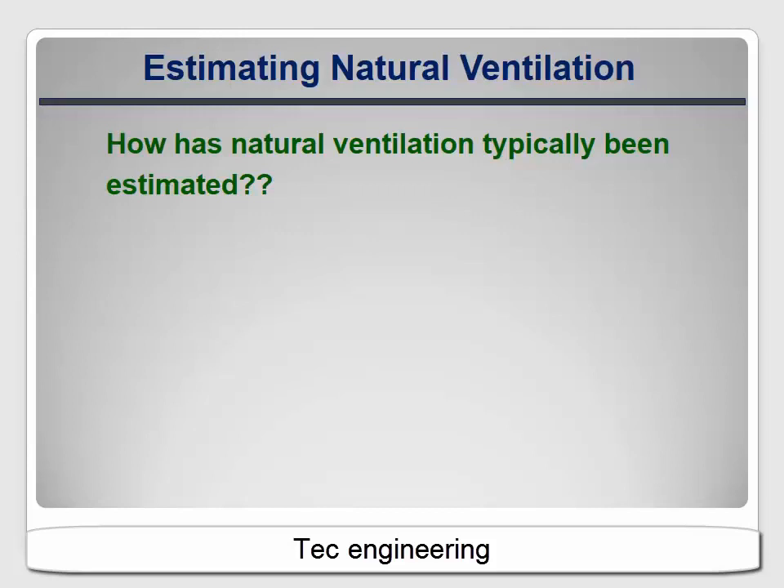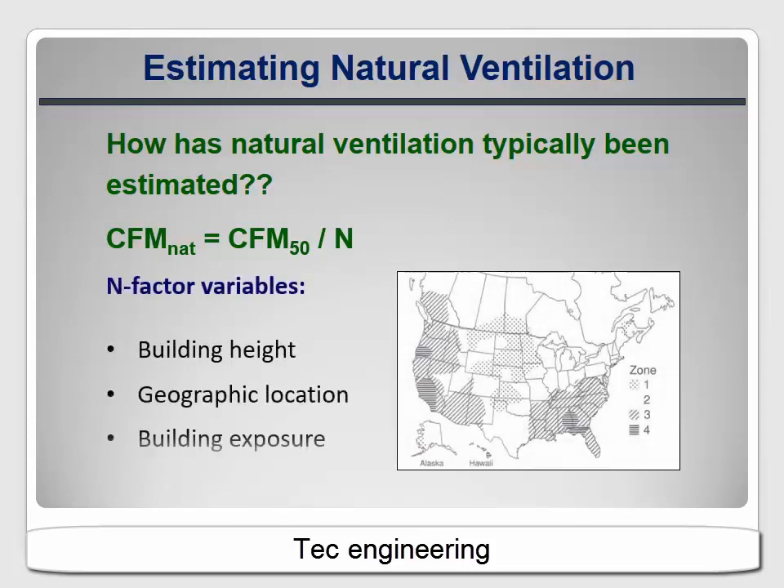This method first came into use in the 1990s, and it's still included in the BPI Building Analyst Standard. You simply divide the blower door reading by an N factor. The N factor is obtained from tables that always take the building height and geographic location into account. They may also take the shielding into account. We expect more natural leakage from houses that are taller, more exposed to the wind, and situated in colder climates.